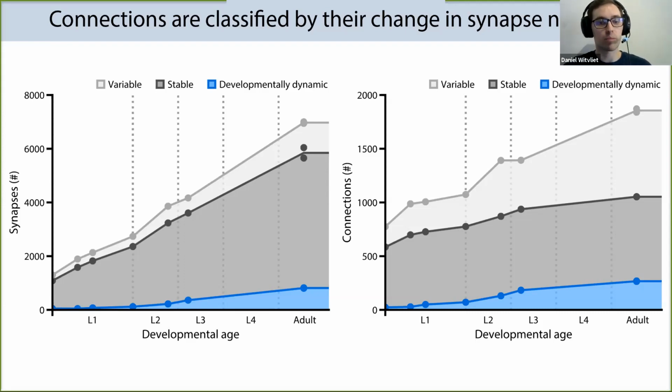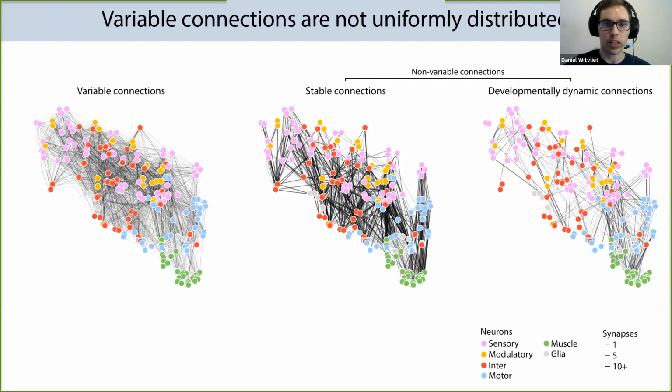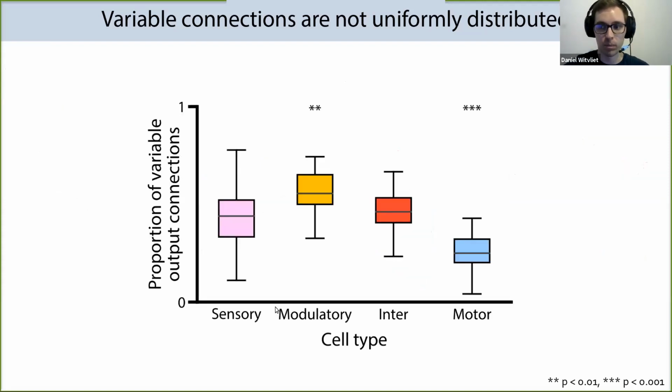Another is that they're not simply randomly distributed throughout the brain. And we can see that if we look at the connectome and classify each neuron into different cell types. So cell type here being sensor neurons, modulatory neurons, interneurons, and motor neurons. Then if we simply compare the number of variable connections versus non-variable connections for each cell type, we find that variable connections are more prominent among modulatory neurons and least common among motor neurons.